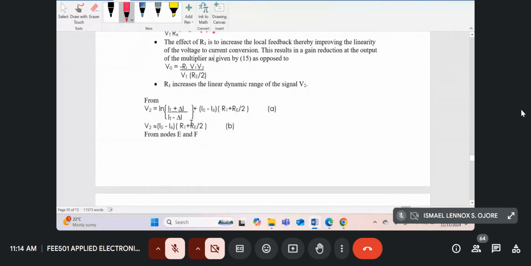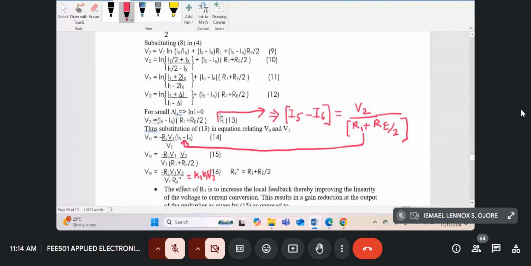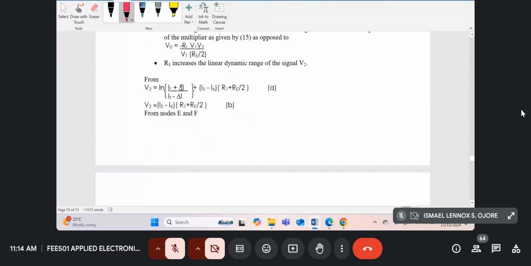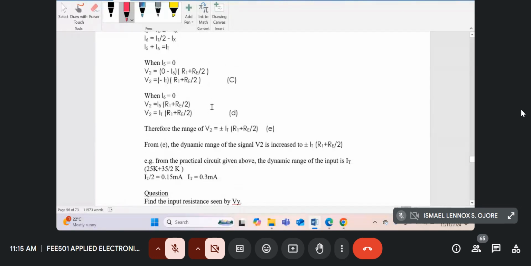is natural log into brackets. All this time we had done it before. This is just obtained from this equation 12 over here, which is related to 11 like this. So from this equation, which I'm calling A over here, if delta is small, then this equation can be approximated, because natural log will be approximate natural log of 1, which is 0. So the voltage V2 will be approximately I5 minus I6 into R1 plus RE divided by 2. Now I don't want to go into all this again. We've already done it.